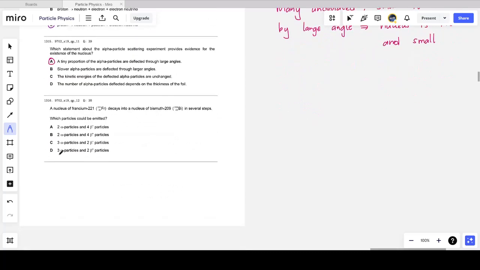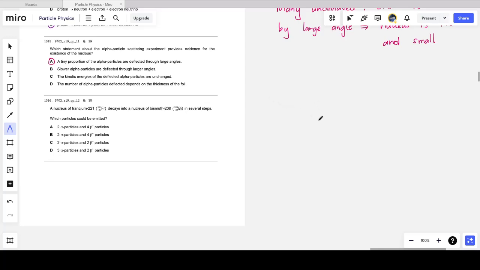Okay, the next question is 1316. It is from the summer 2019 exam, question paper 1, variant 2, and it's question 38 from that paper. We are told that a nucleus of francium-221 decays into a nucleus of bismuth-209 in several steps, and we want to know which particles could be emitted in that process. Could we have 2 alpha particles and 4 beta minus, 2 alpha and 4 beta plus, 3 alpha and 2 beta minus, or 3 alpha and 2 beta plus? So how are we going to figure this out?